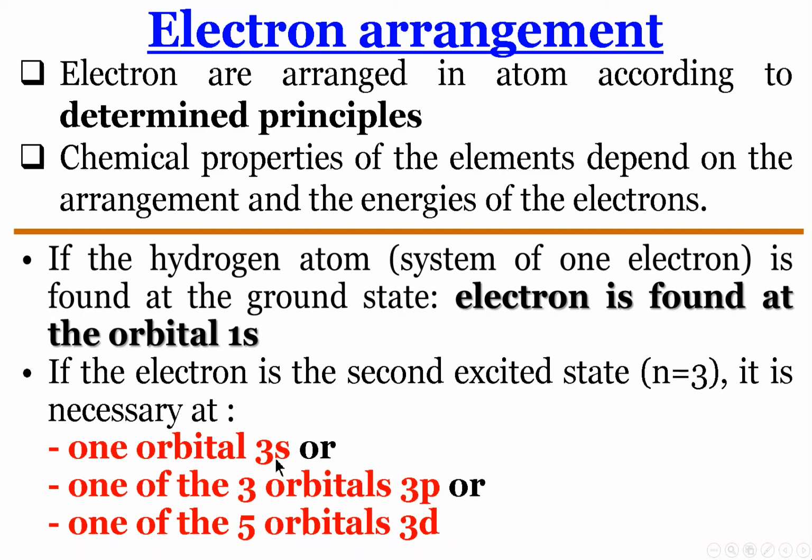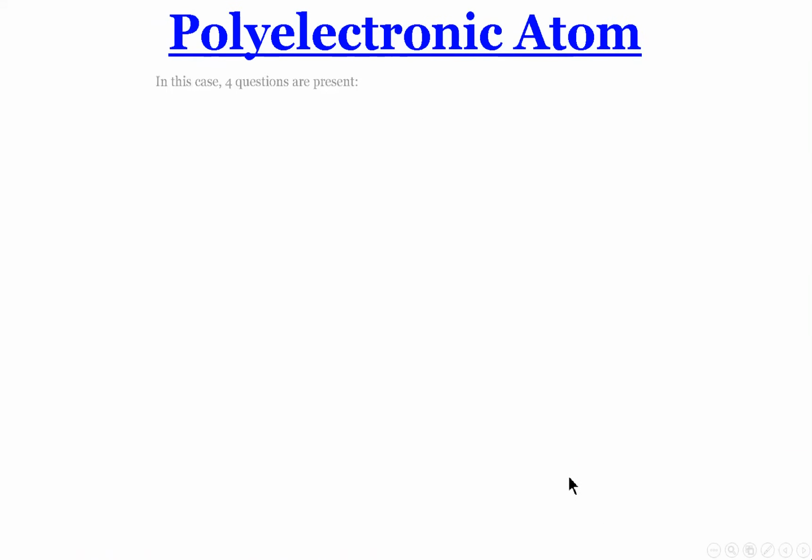In the 3s, we have one room, so we have one orbital. In the 3p, we have three orbitals, px, py, pz, so the electron can pass to px, or py, or pz. Or the electron can pass to one of the 5 orbitals 3d. So we have several possibilities of transition, but since 3s and 3p and 3d are all vacant, if the electron passes to 3s or 3p or 3d, this is the same since the energies of the vacant orbitals in the n equals 3 are equal.